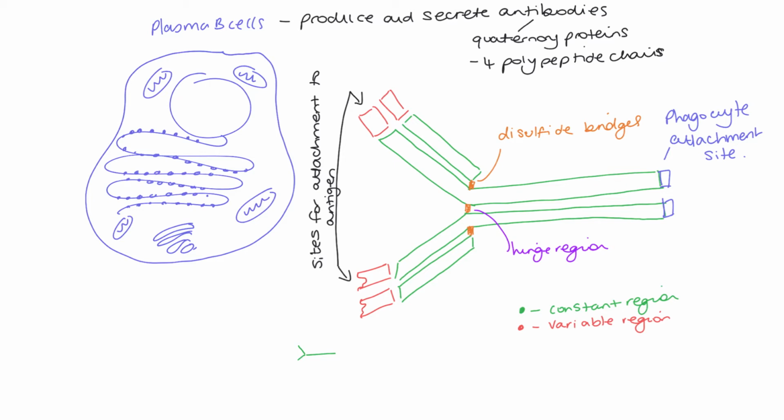Well, the first thing that they do is agglutination. Agglutination is when a single antibody will bind multiple antigens on different pathogens, causing them to clump together. Let's just have a think about that for a minute.